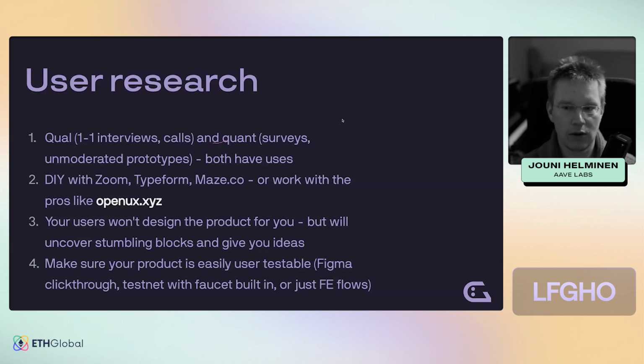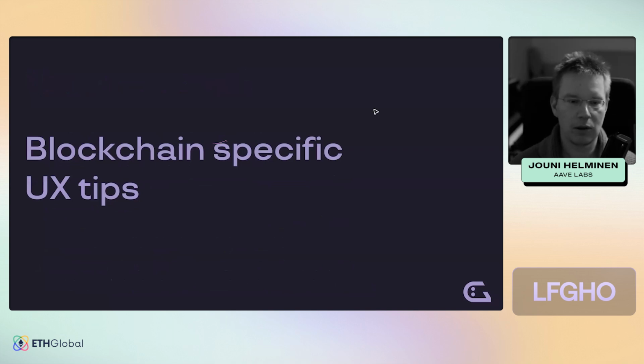So this is a Figma click-through. That's the easy way to do a prototype you can put in front of people with Maze. If it's an already built product, make sure it's on testnet, and make sure you've got the faucet in. It's easy for people to get the tokens and whatever they need to get going, or even if it's just the front-end flows, make sure they can basically run through that without too many hoops, or you're not going to get the feedback you want.